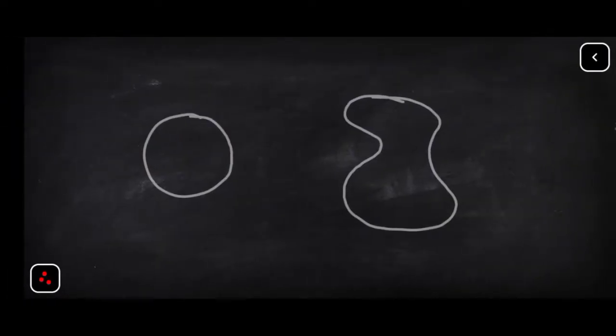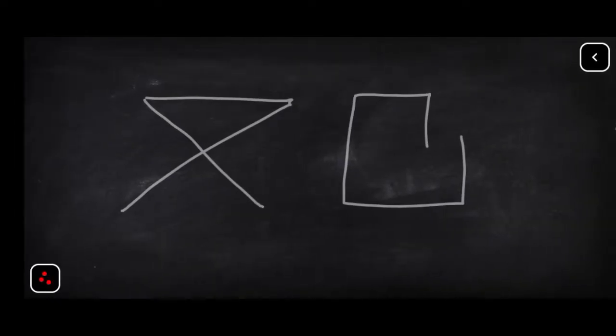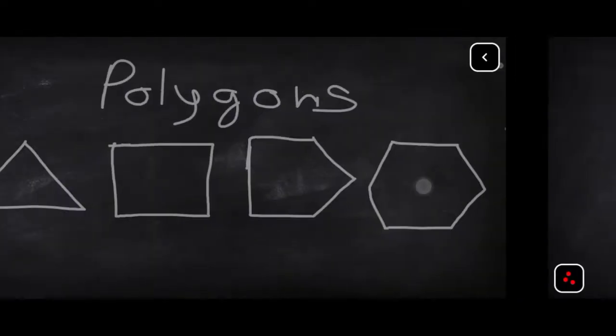Will this be a polygon? No, because although it is a closed circuit, it is not made by line segments, so this is not a polygon. A few more examples. Again, no, this time it is made by line segments, but these circuits are not closed, so these are not polygons.